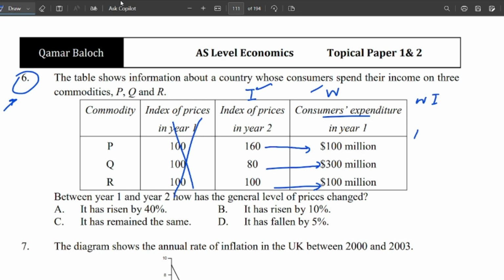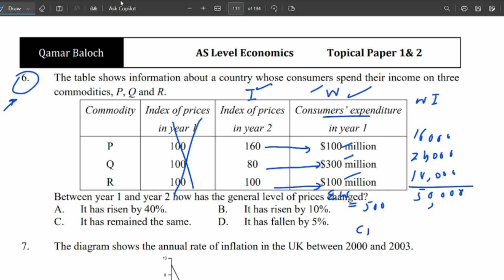So we will get 16,000 here, and we will get 24,000 here, and we will get 10,000 here, right? If we add these values, we will get 50,000. And the sum of weights, this is basically weight. If we add these values, we will get the sum of weights, which is 100 plus 300, that is 400, and 500.